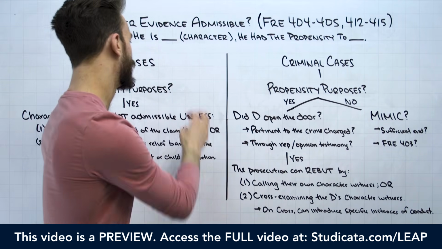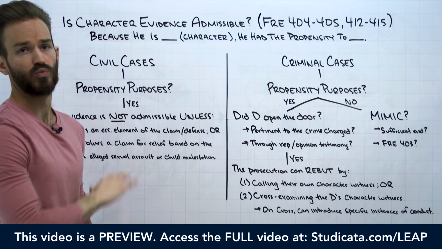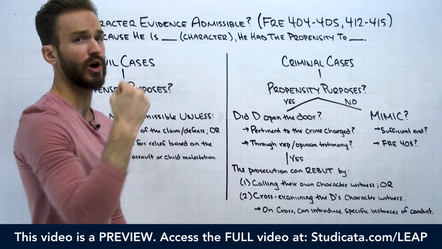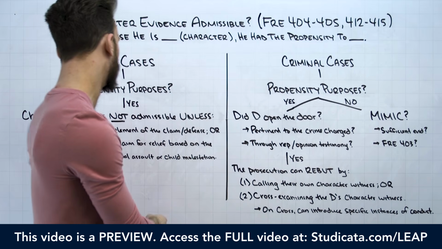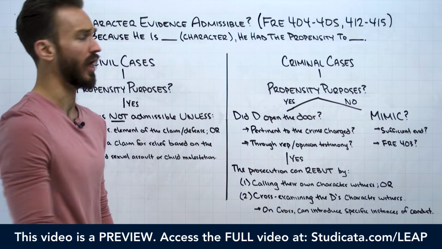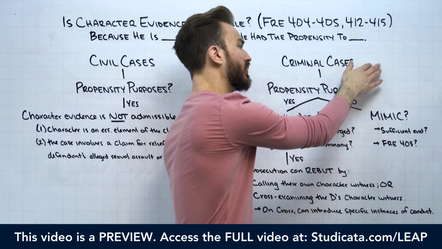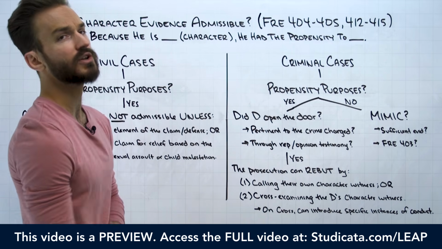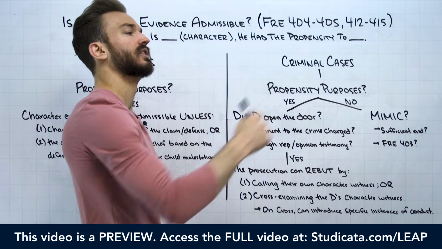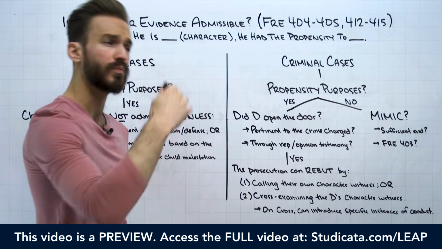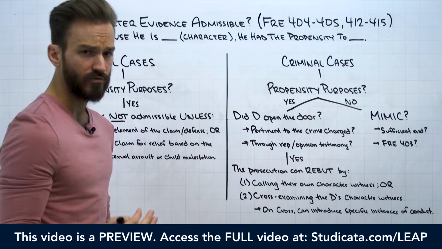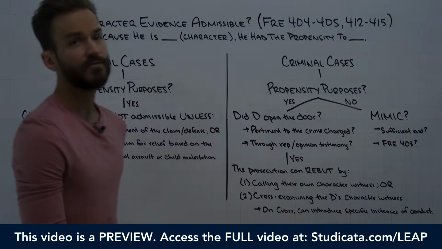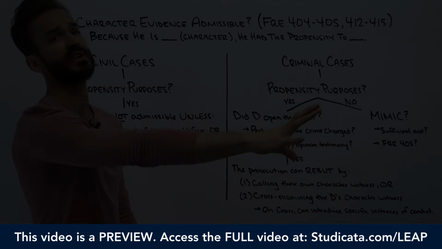I think this is pretty straightforward. Civil case, it's just one rule basically. All we have to know is that character evidence to show propensity is not admissible unless one of two exceptions applies. Now, this is a little bit different in criminal cases, right? In criminal cases, we say that the prosecution cannot introduce character evidence for propensity purposes. However, the defendant is allowed to open the door, and the defendant can present character evidence.